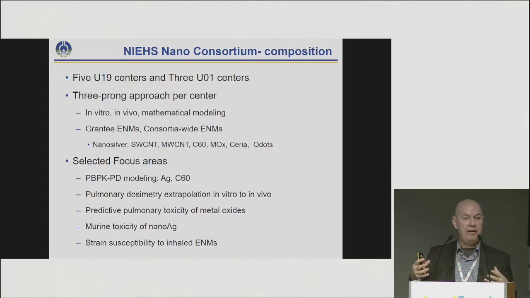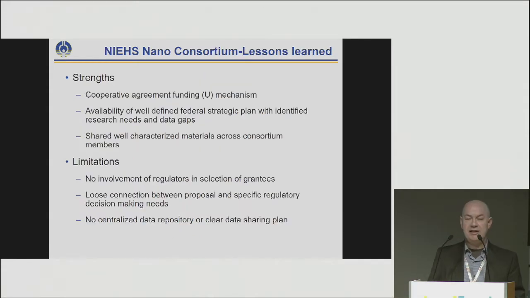We were involved, this is the NTP, in making sure that the areas that the grantees were studying were the same areas that we were doing the longer term guideline studies on. Some of the focus areas were on dosimetry, primarily pulmonary toxicity, and looking at genetic impacts. So the strength of this particular approach was the understanding that this U mechanism was a much better way of actually working with a grantee consortium.